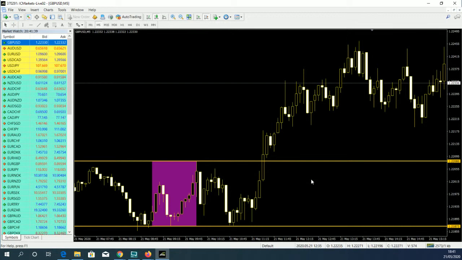What I'm going to do now is label these candles 1, 2 and 3, and you will tell me which candle is the breakout candle. I am going to start with this candle here. I will call this candle number 1, this candle number 2, and this candle number 3. So I want you to tell me which one is the breakout candle: 1, 2, or 3.